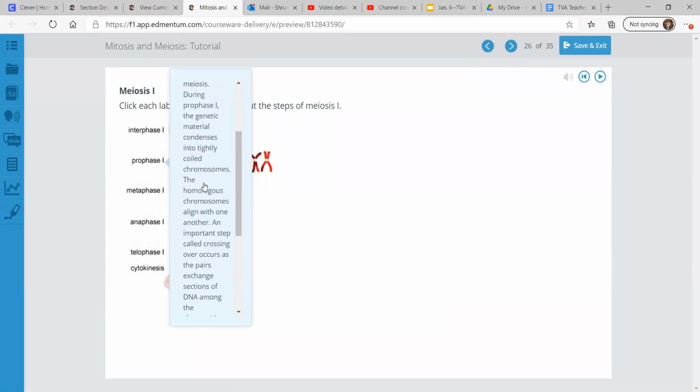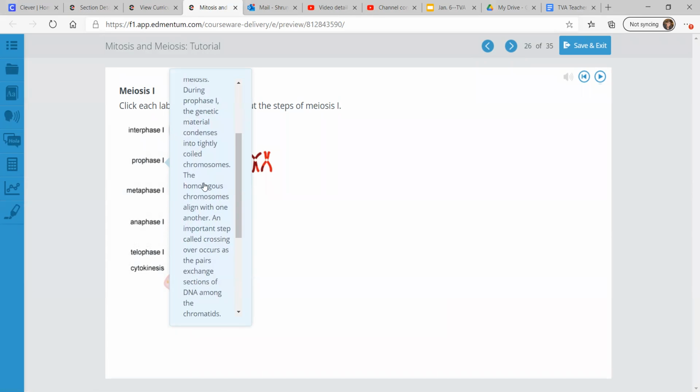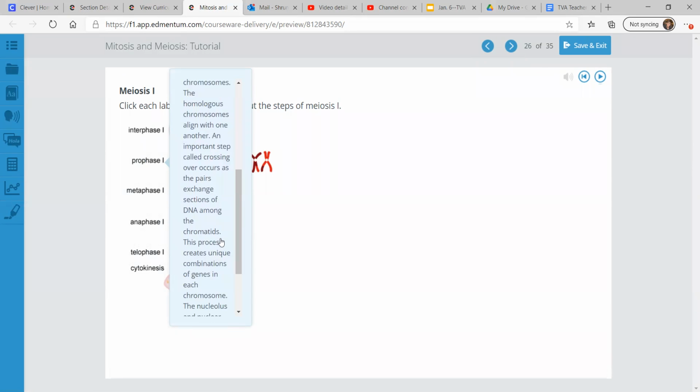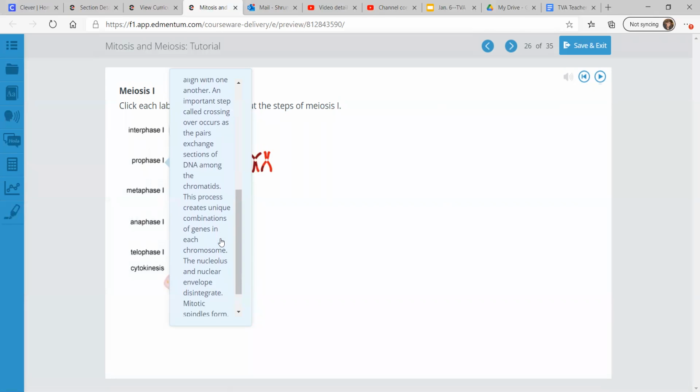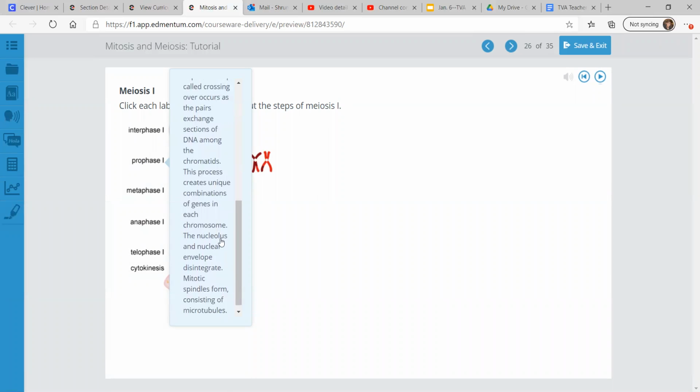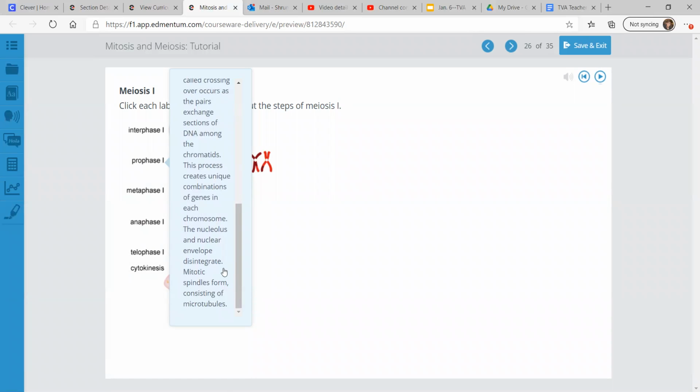During prophase 1, the genetic material condenses into tightly coiled chromosomes. The homologous chromosomes align with one another. An important step called crossing over occurs as the pairs exchange sections of DNA among the chromatids. This process creates unique combinations of genes in each chromosome. The nucleolus and nuclear envelope disintegrate. Mitotic spindles form consisting of microtubules.